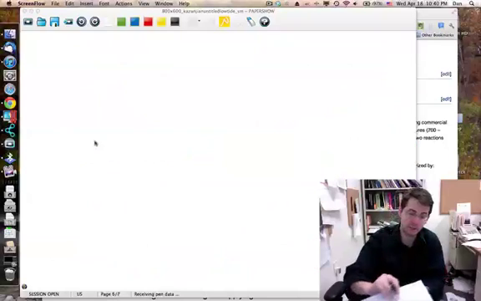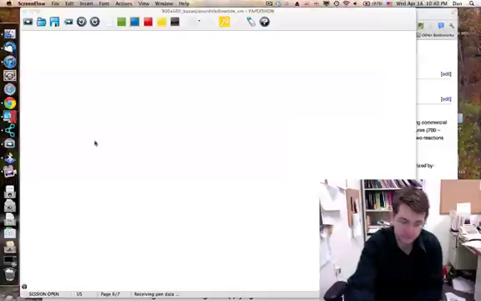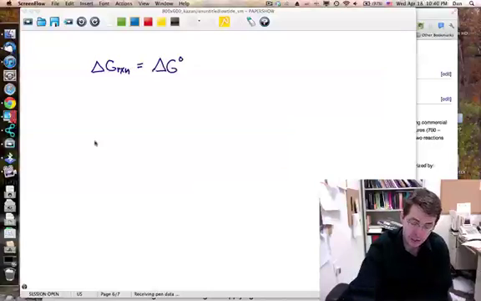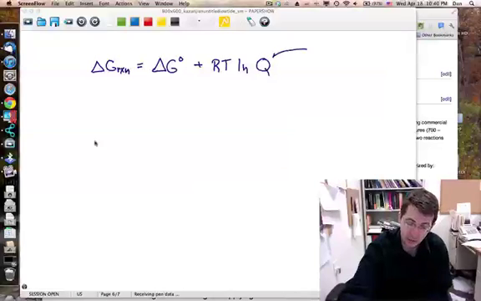In those situations, again, the delta G of the reaction is equal to the delta G naught of the reaction, the Gibbs free energy under standard state, plus RT ln Q, where Q is our reaction quotient.